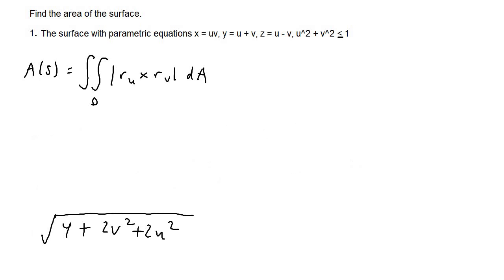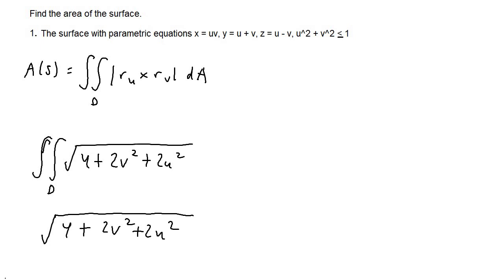So rewriting the double integral, the surface area is going to equal the double integral over the region D of the magnitude of the cross product, which we have found to be the square root of 4 plus 2v squared plus 2u squared. So now what we have left to do is to find our bounds of integration. So I'll go ahead and erase D here.